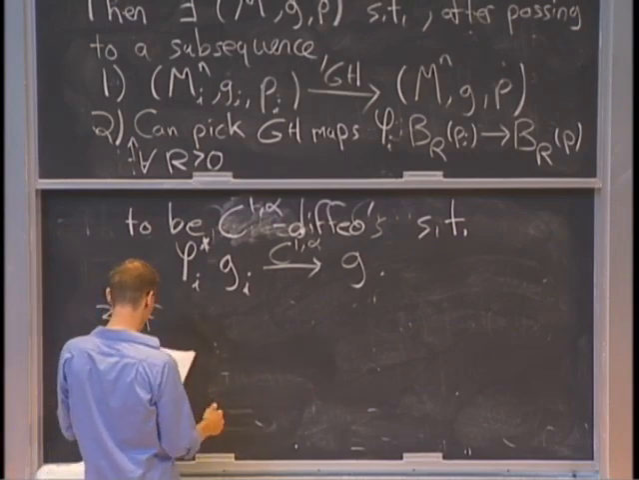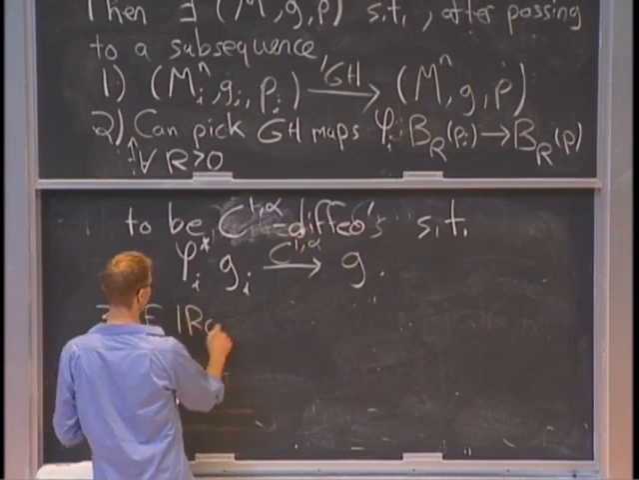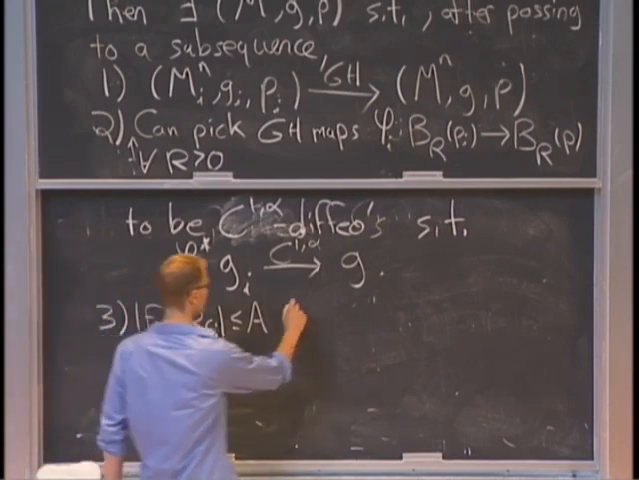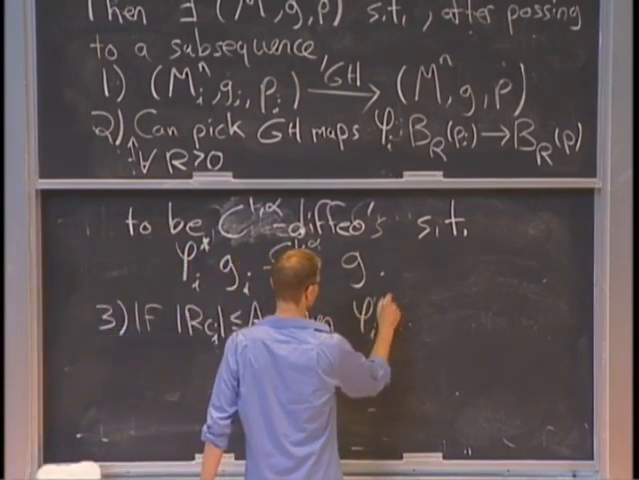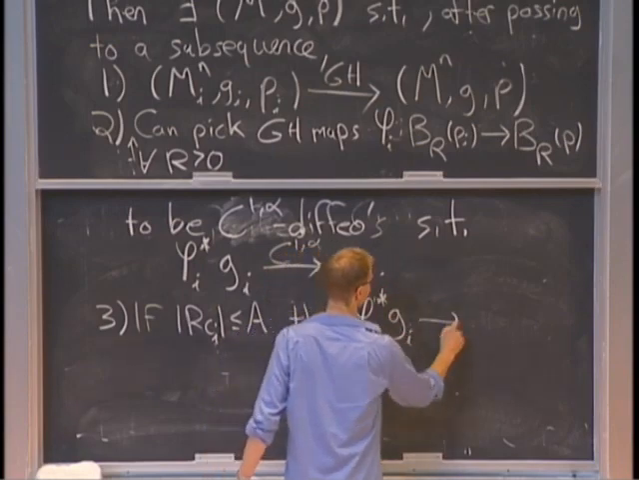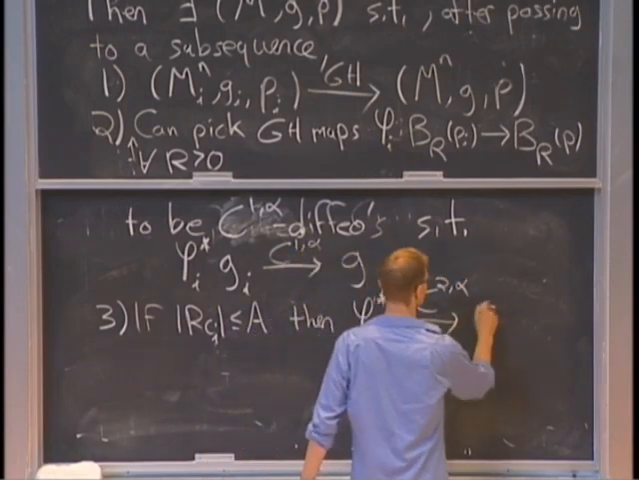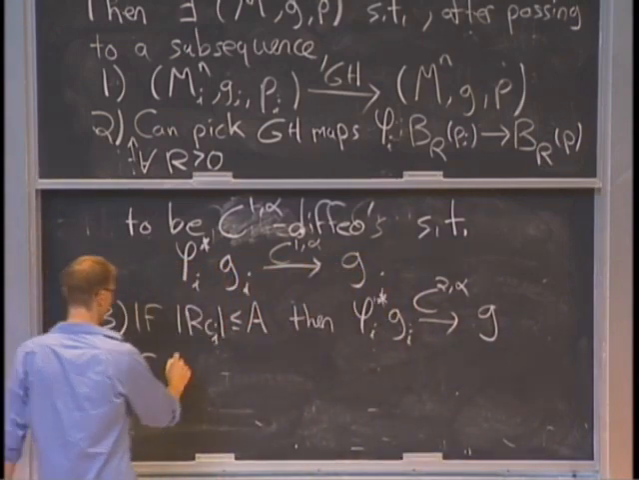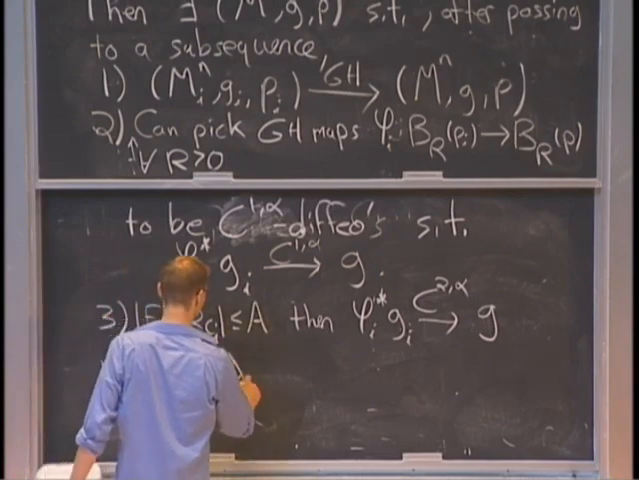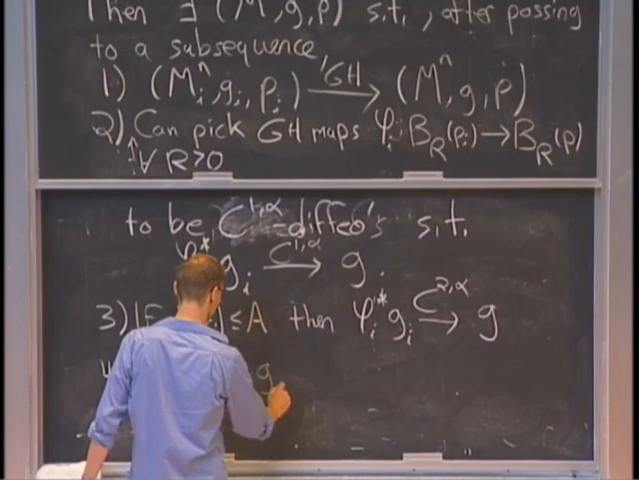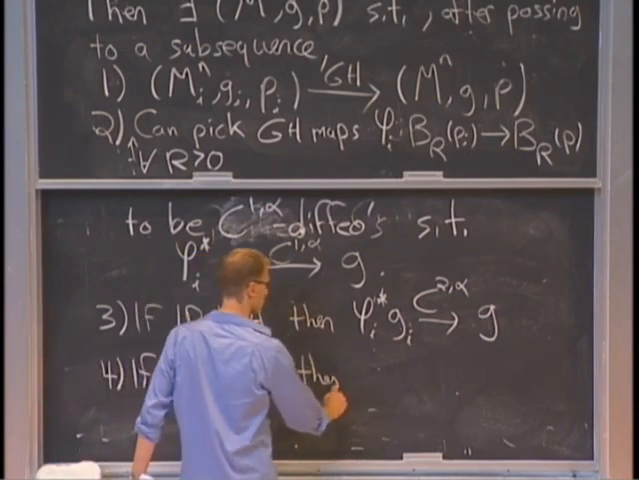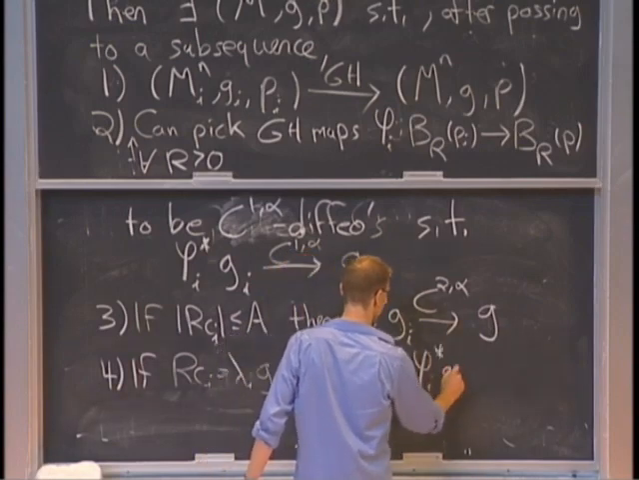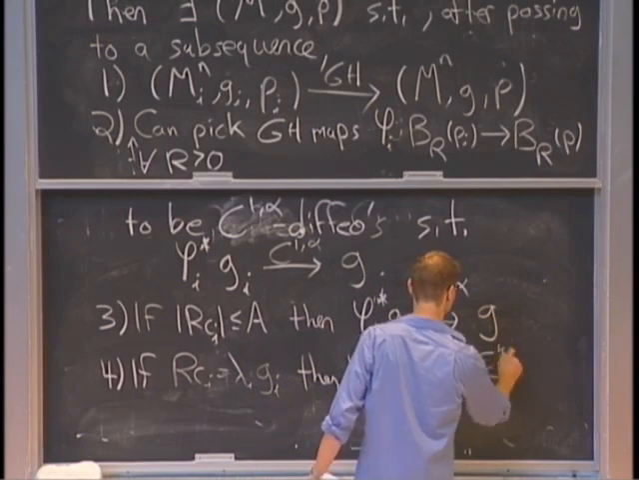And then the other conditions are much the same. So if the Ricci curvatures of all these guys are actually bounded above by something, then in fact the pullback metrics converge in C^{2,alpha} to g. And if all these guys are Einstein manifolds, then for every k, the pullback metrics converge in C^k to g.